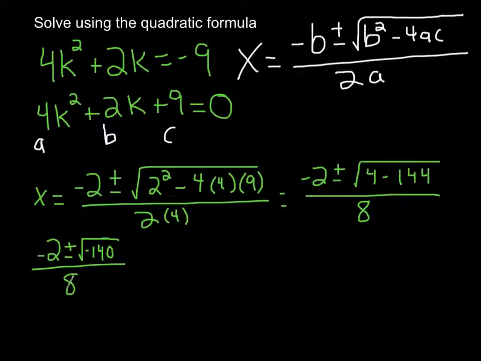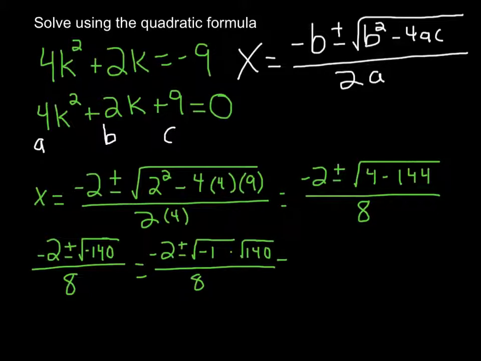All divided by 8. Okay, now we have an issue because we have a negative underneath our radical, underneath our square root sign. So that gives us our imaginary number. So we can look at that as the same thing as -2 plus or minus the square root of -1 times square root of 140. Maybe the easiest way to look at that. All divided by 8. Okay, so that is the same thing as -1 we know is just i. So we're going to go -2 plus or minus i square root of 140, all divided by 8.